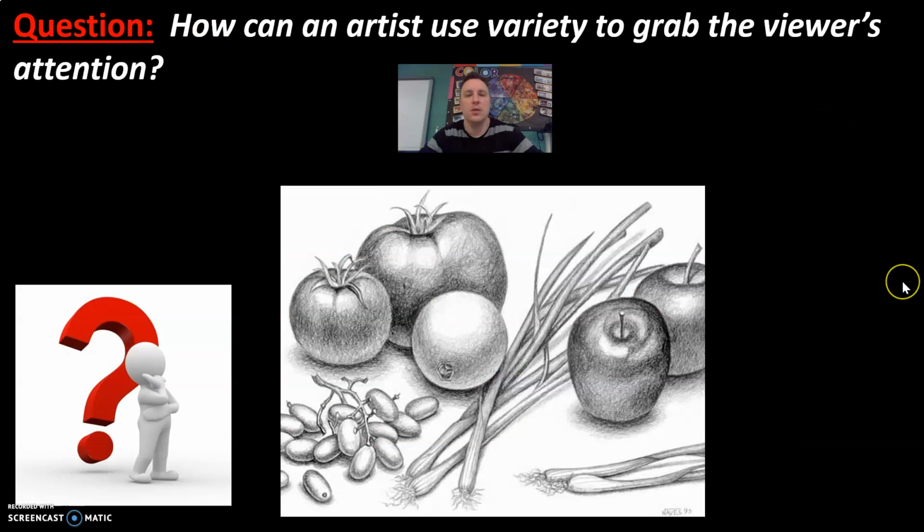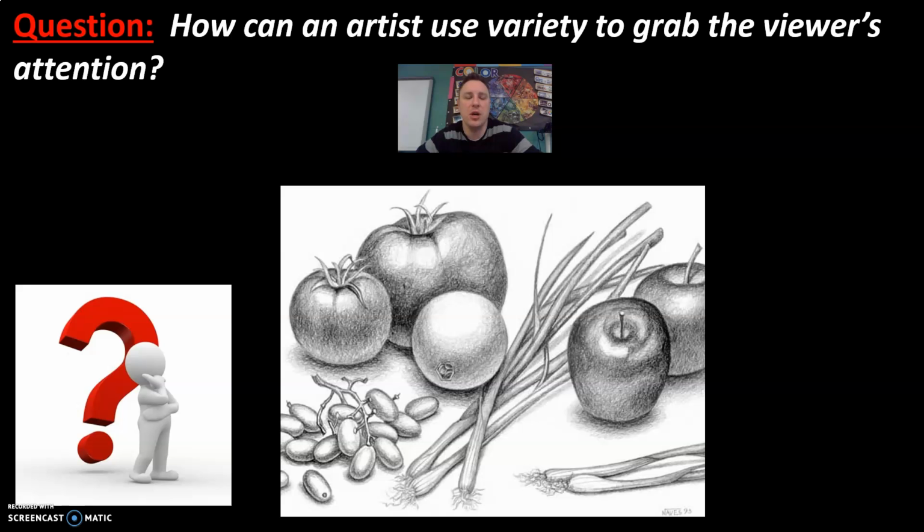So here's your follow-up question, and this is the second question for your entrance ticket. It is, how can an artist use variety to grab the viewer's attention? So in the previous slide, we looked at having different colors and different shapes and sizes, but how can we do that when creating a still life?